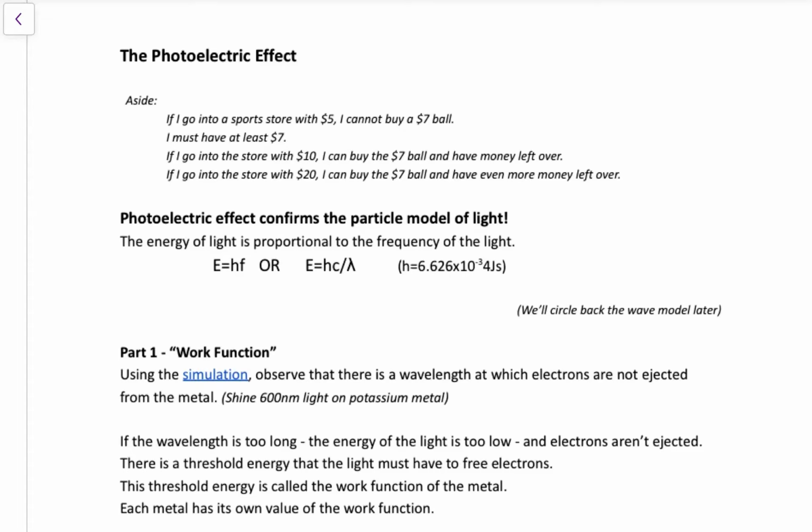Today we're going to talk a little bit about the photoelectric effect. We'll get to the math on it, an equation, and actually doing problems with it.